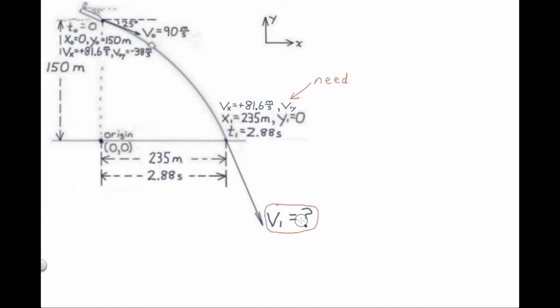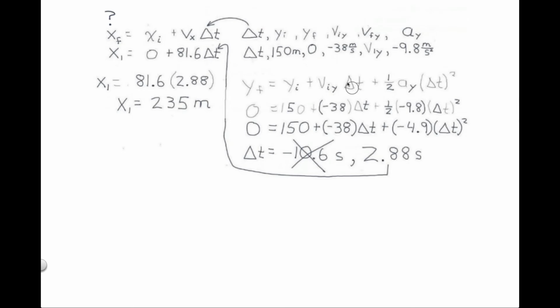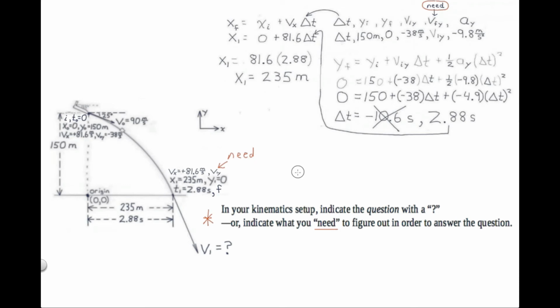We can see now that in order to determine the magnitude of the overall velocity at time 1, we will need to determine v sub 1y, the y component of the velocity at time 1. Now let's update our kinematic setup. This question mark indicates the question for part A, so we can erase that question mark for part B. We just decided that before we can answer the question for part B, we will need to determine the y component of the velocity at time 1. So, in our kinematic setup, we write the word need over the variable v sub 1y.